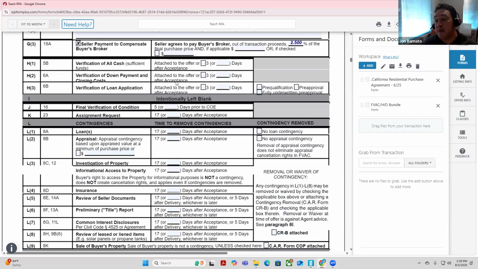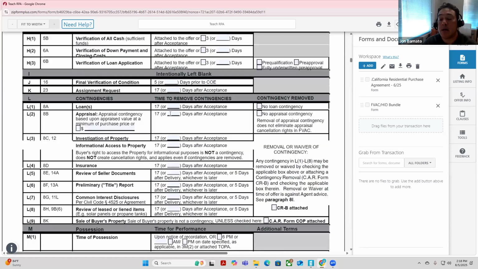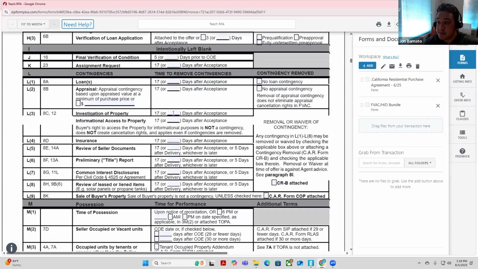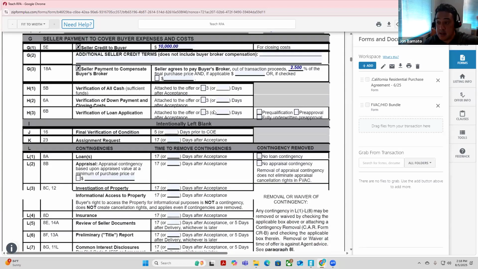If you're doing a large deposit and a lot of cash up front or a large down payment, I would recommend that you provide, even if you have a loan approval letter, a bank statement or proof of funds to show that the buyer has the money for the large down payment. Cool. We good? Okay, we're done with all the seller covered expenses and costs.